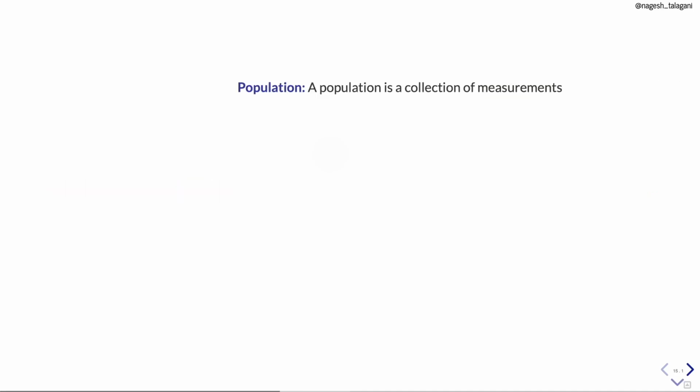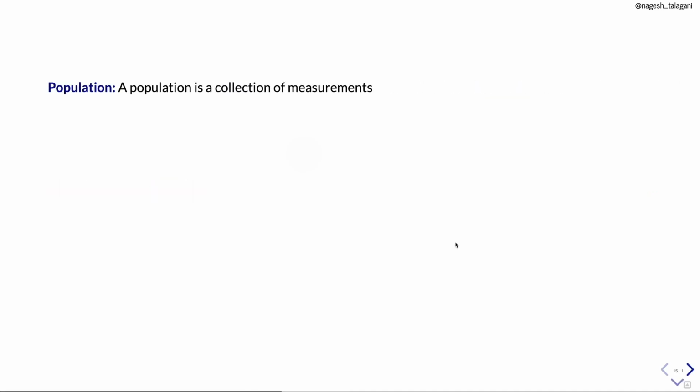Now we are going to look at some sampling distributions. Before that, let me introduce some terminology. Population. A population is a collection of measurements. For example, a population may consist of heights of the students in a particular college, or a population may consist of salaries of employees in a particular organization. A population may follow some probability distribution.